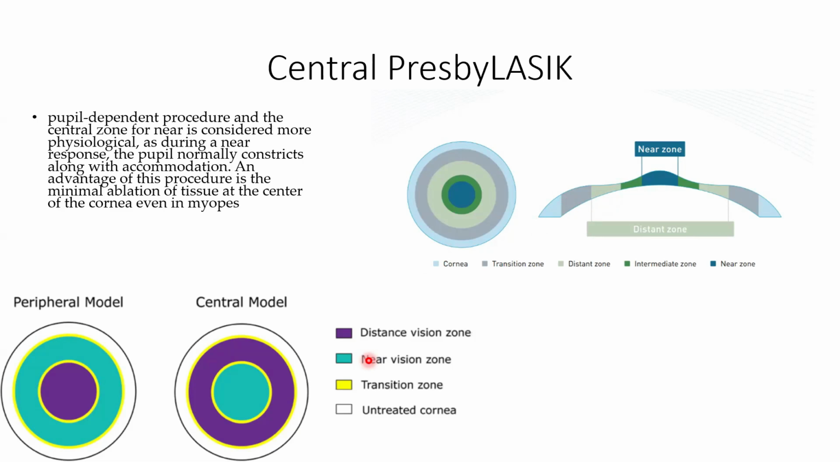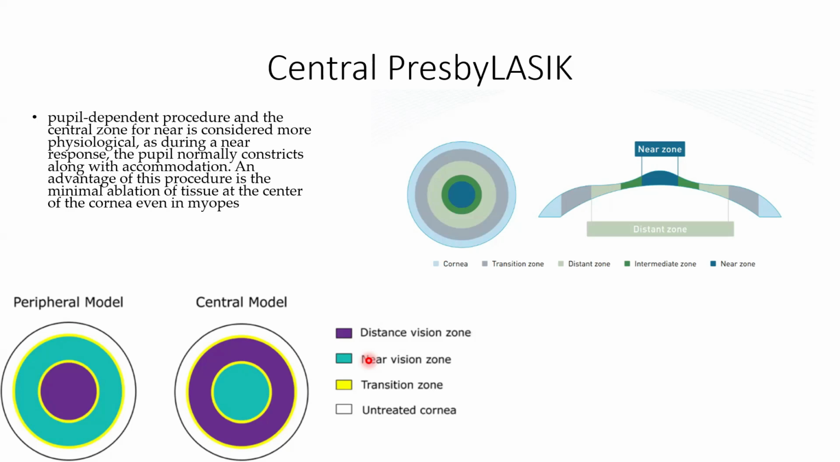Why? Because during the near response, when the patient is reading, the near triad is accommodation, miosis, and convergence. So during accommodation, the pupil is going to become smaller and the patient is going to see through the central 3 millimeters. So this is going to be more advantageous.